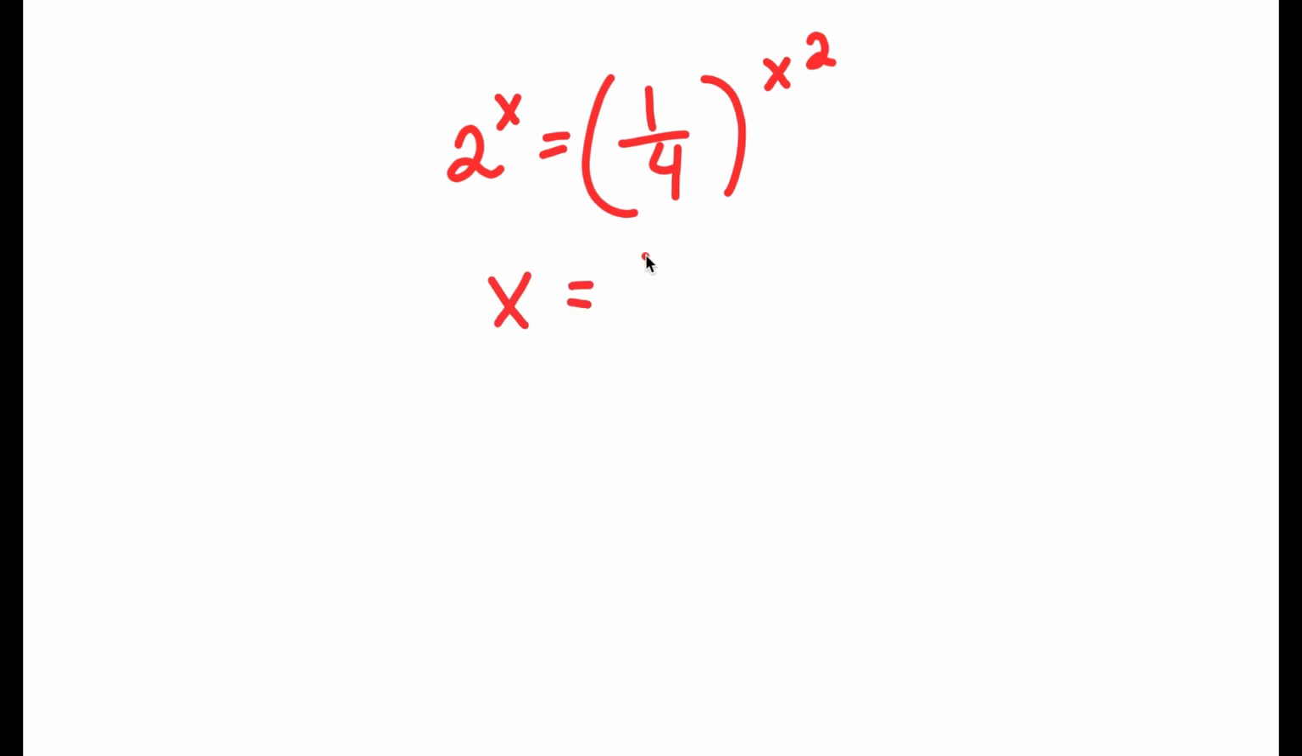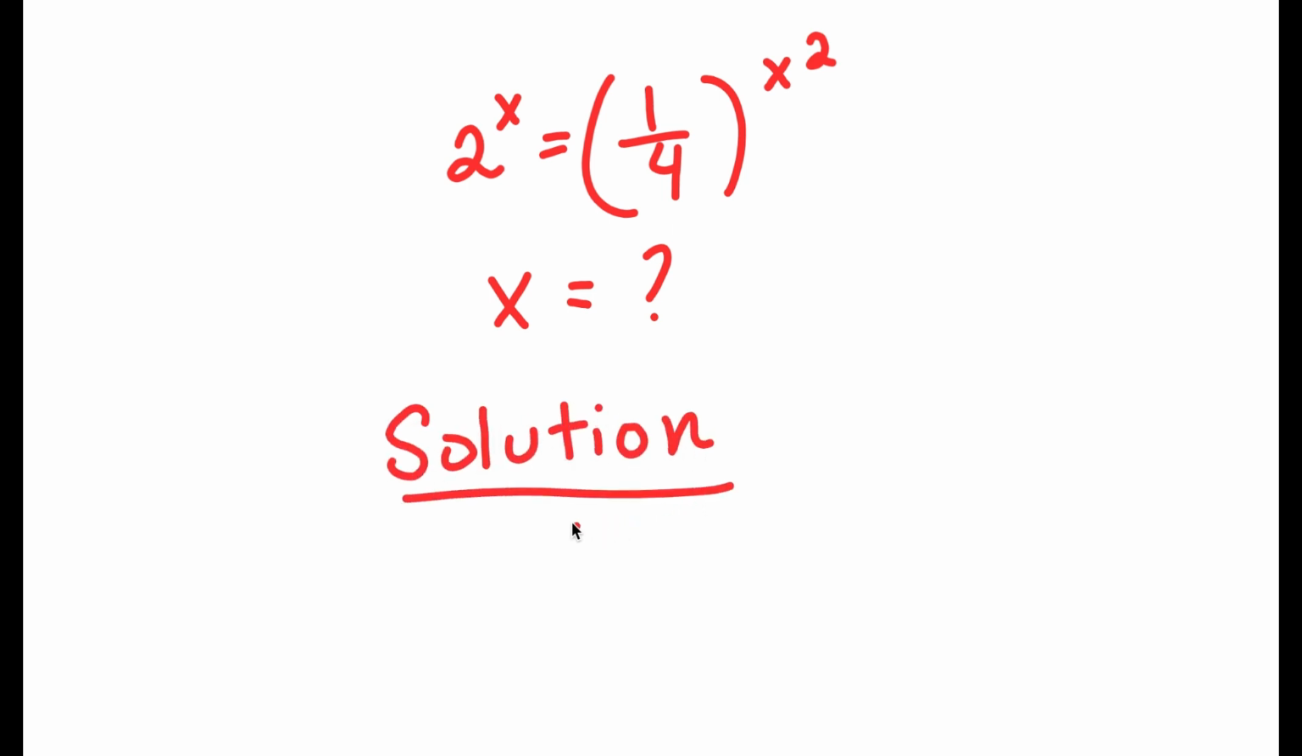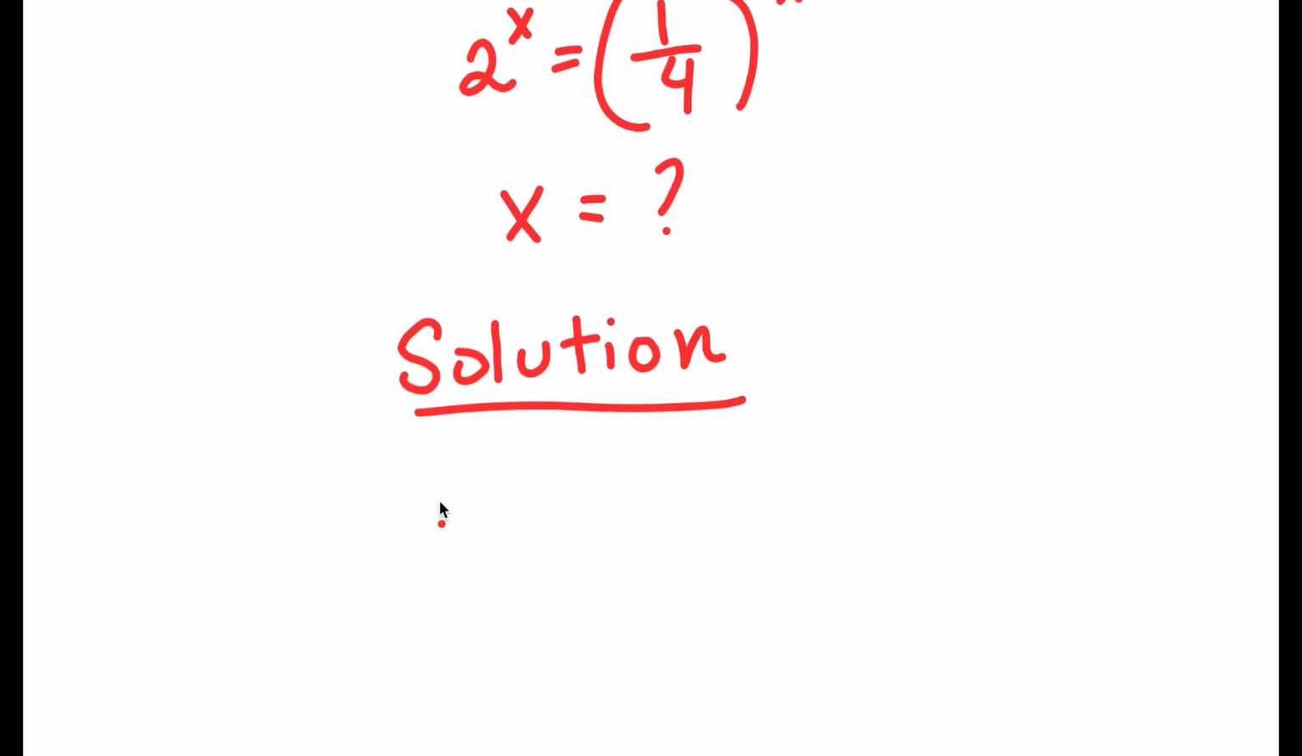Alright, so in this problem, I have 2 to the power of x is equal to (1/4) to the power of x squared. And I want to find the value of x here. So, for my solution, I'm going to first start by rewriting my equation.